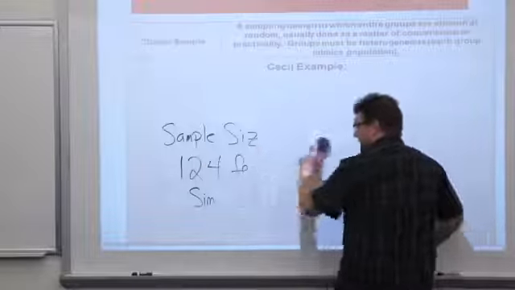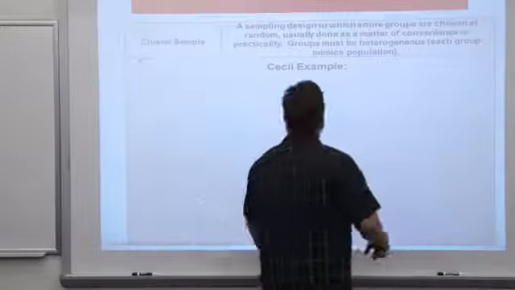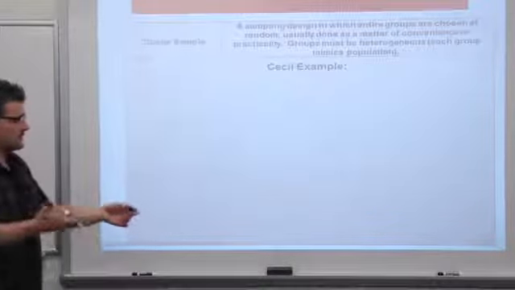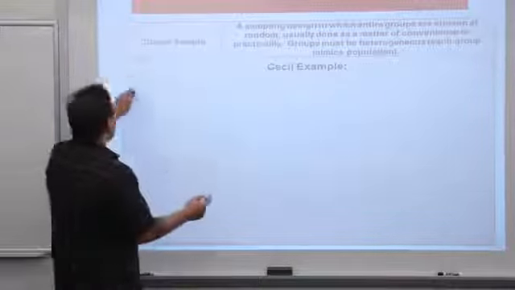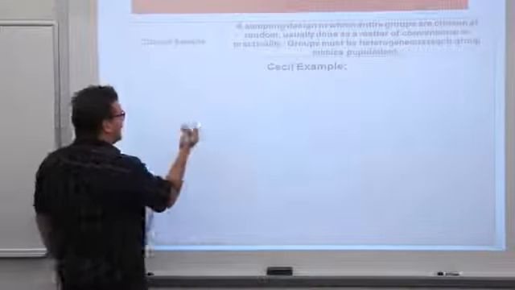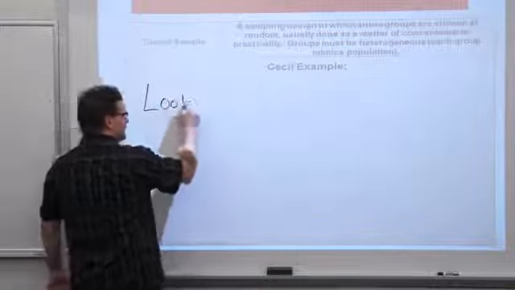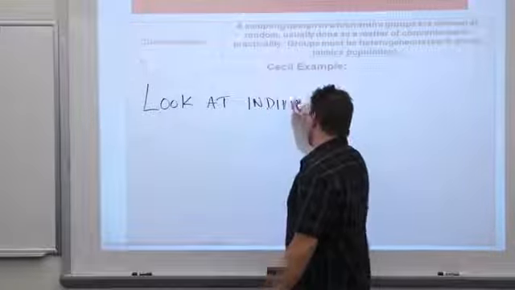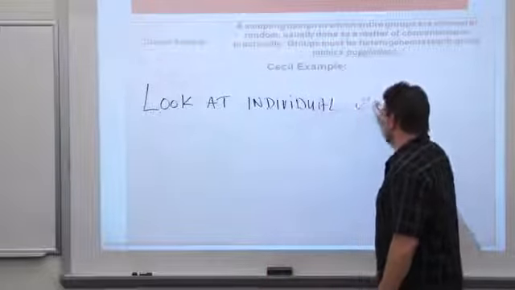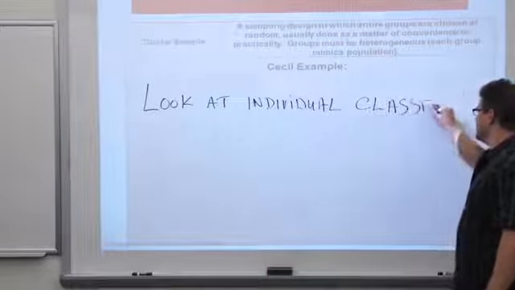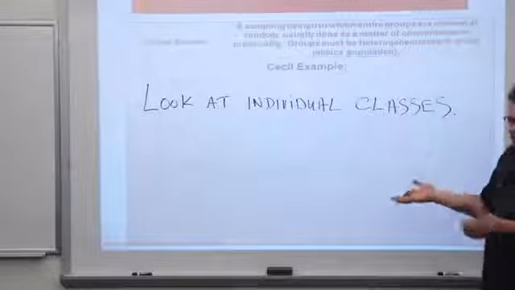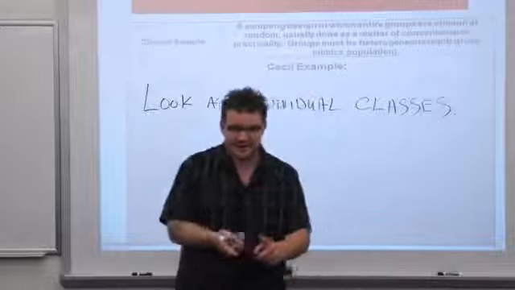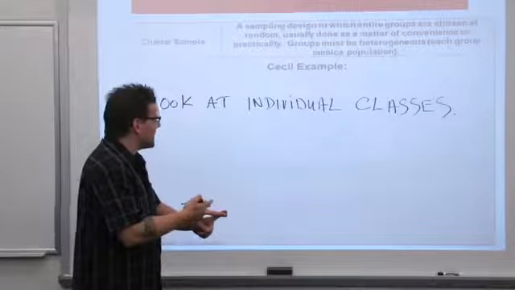Bring this back to the Cecil College example. Again, we're trying to get that sample of students to determine who uses the gym and who doesn't. So cluster sample here. What I can do is look at individual classes. If you go to the schedule book, we've got tons of English classes, tons of math classes, tons of science classes, history, computers, etc. Okay?